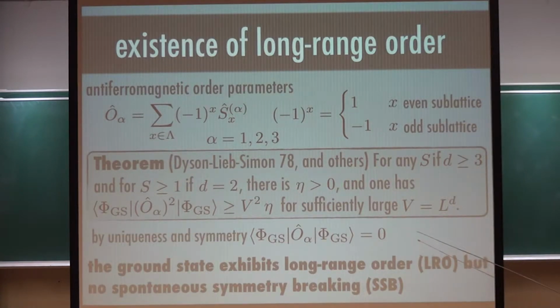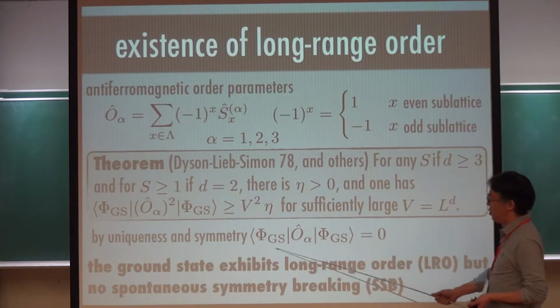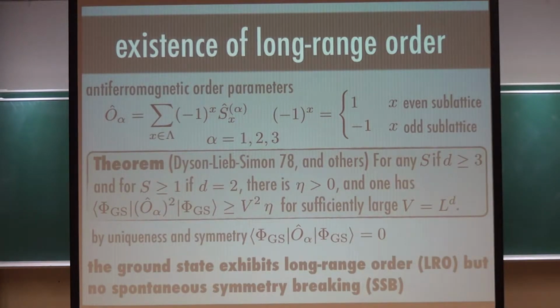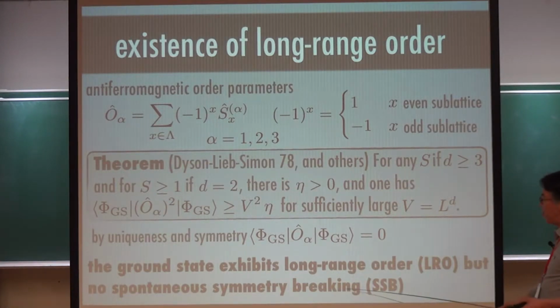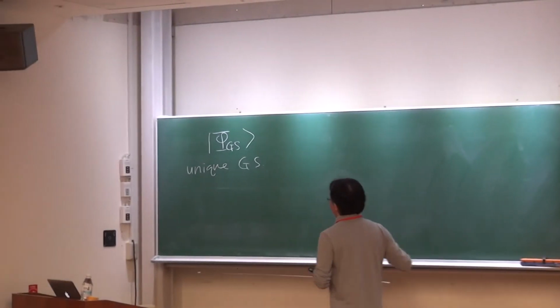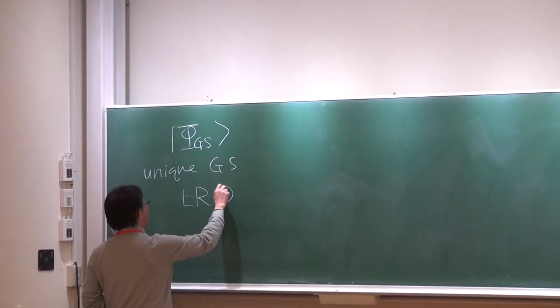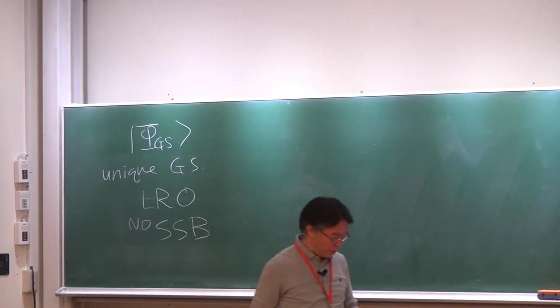But now, at the same time, as I said, the ground state is unique. So it is SU(2) invariant. So obviously, if you take the expectation value of the order parameter in the ground state, it just vanishes. So as in the Ising model without magnetic field, the ground state exhibits long-range order, but no spontaneous symmetry breaking. So this is somewhat strange. So this has long-range order, but no spontaneous symmetry breaking.